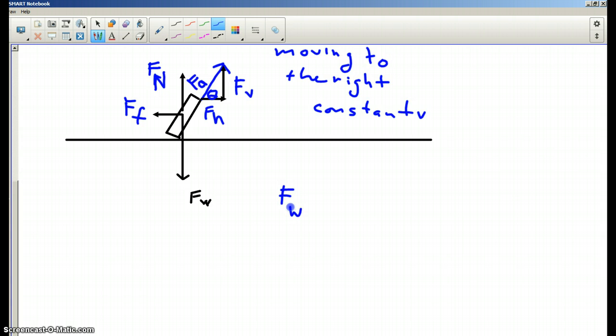Fw, which is downward, equals the force of the floor acting up on the suitcase, which is the normal force, plus the vertical lift on the handle. So if we wanted to know what Fn, the normal force, is equal to, it's simply the difference between weight and Fv.